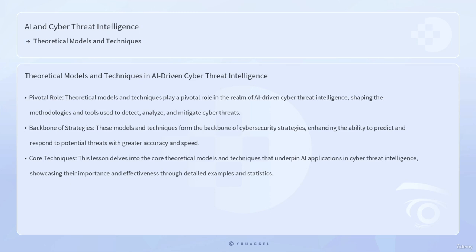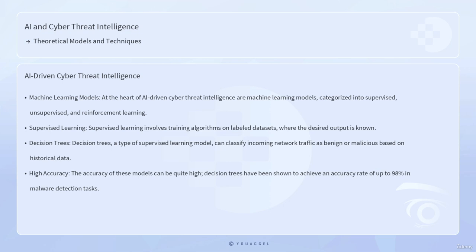This lesson delves into the core theoretical models and techniques that underpin AI applications in cyber threat intelligence, showcasing their importance and effectiveness through detailed examples and statistics. At the heart of AI-driven cyber threat intelligence are machine learning models, which can be broadly categorized into supervised, unsupervised, and reinforcement learning. Supervised learning involves training algorithms on labeled datasets where the desired output is known.